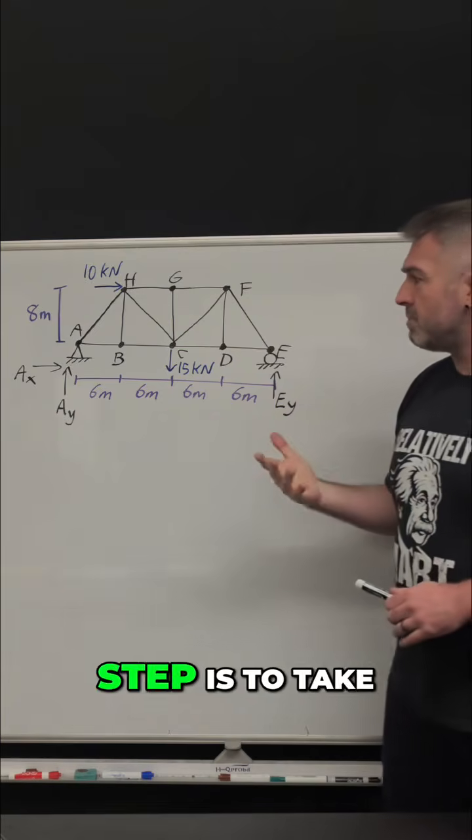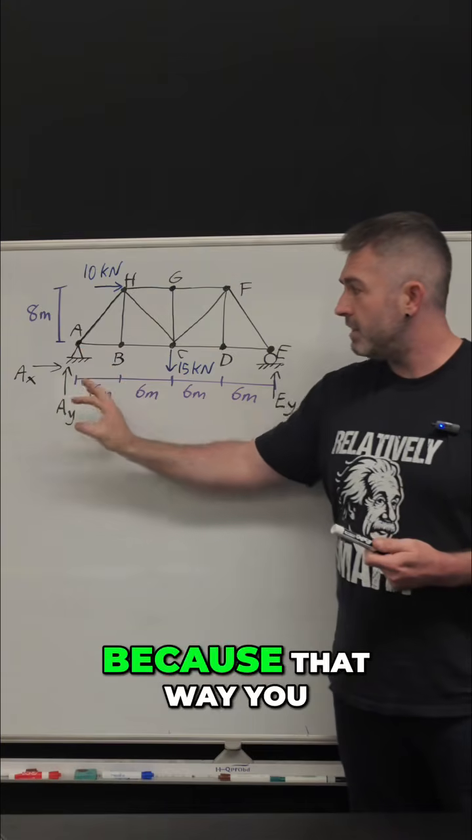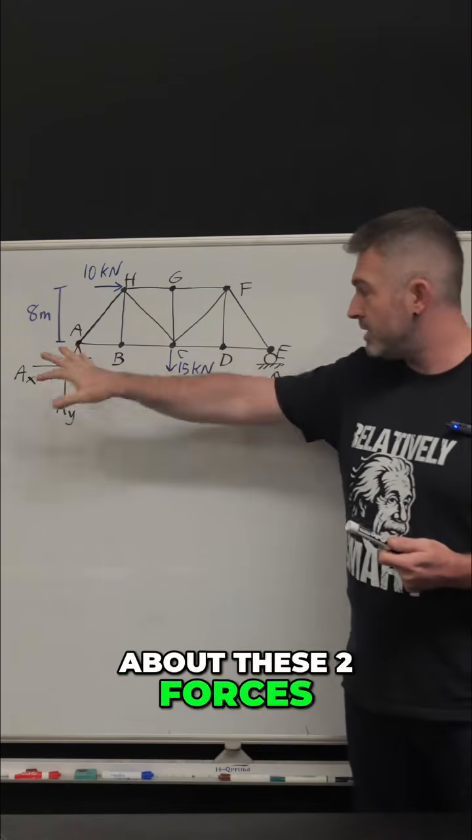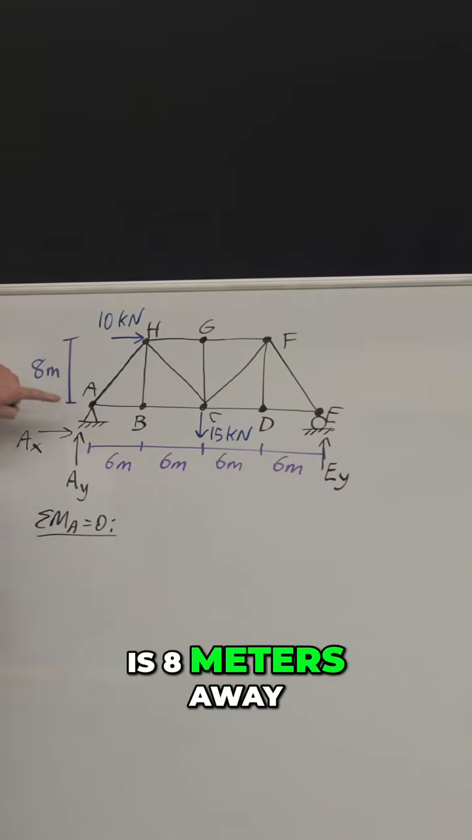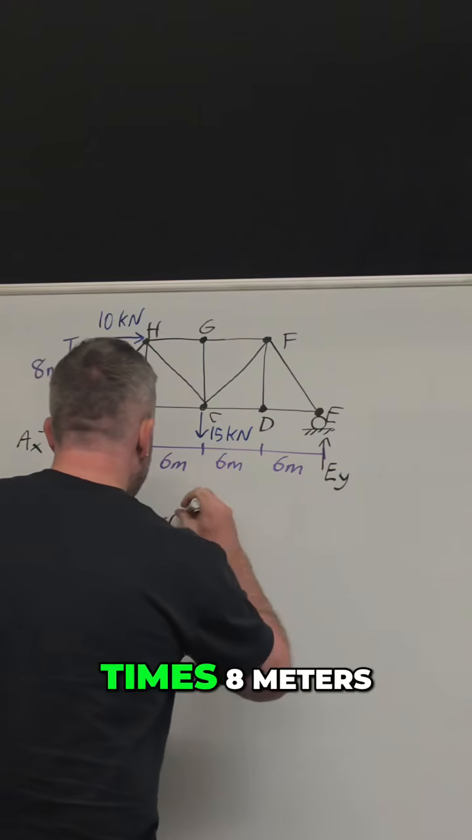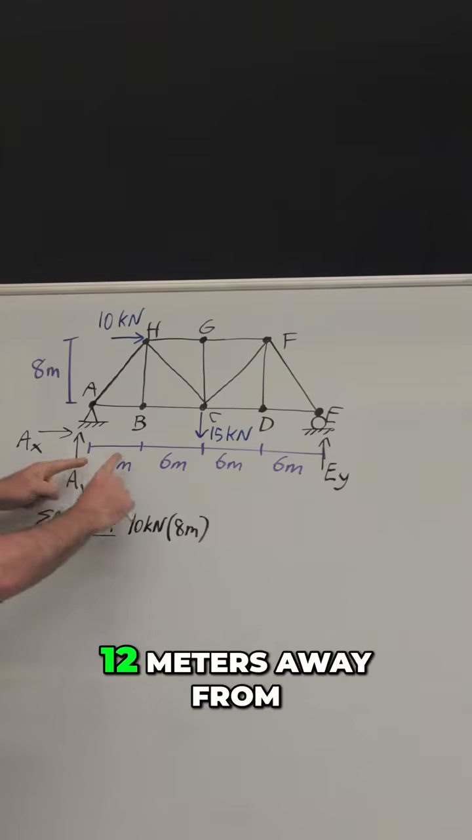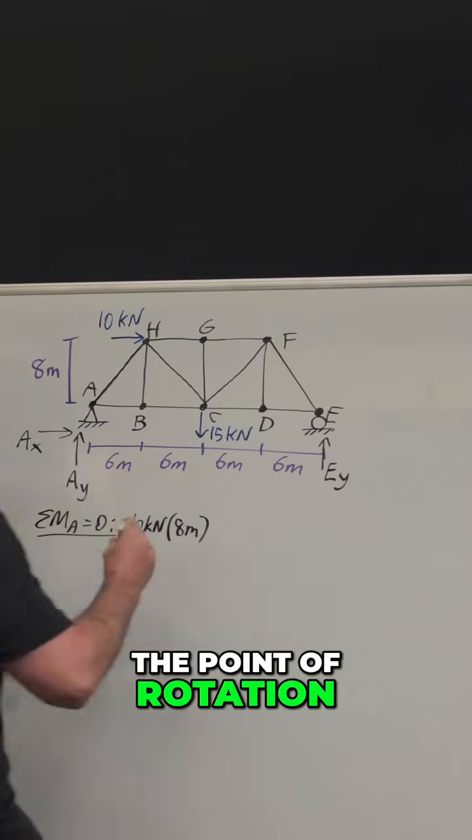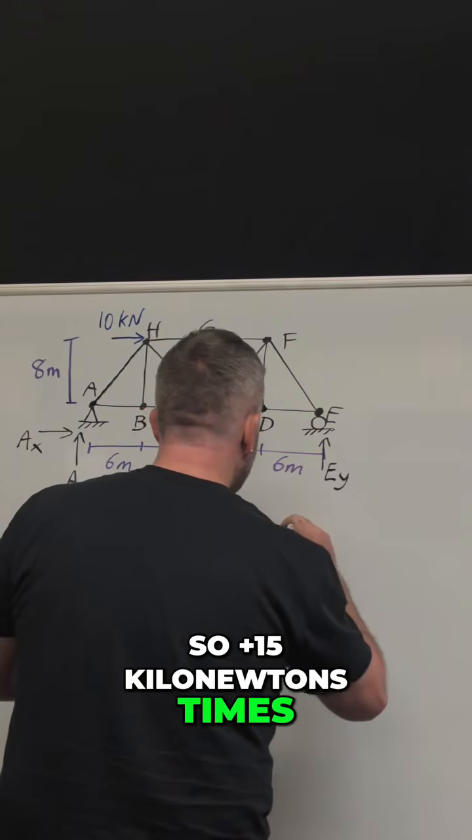The first step is to take the sum of all moments around point A, because that way you don't have to worry about these two forces and we can just solve for EY. So we have this 10 kilonewton force that is 8 meters away from the point of rotation, so 10 kilonewtons times 8 meters. Next we have a 15 kilonewton force that is 12 meters away from the point of rotation, so plus 15 kilonewtons times 12 meters.